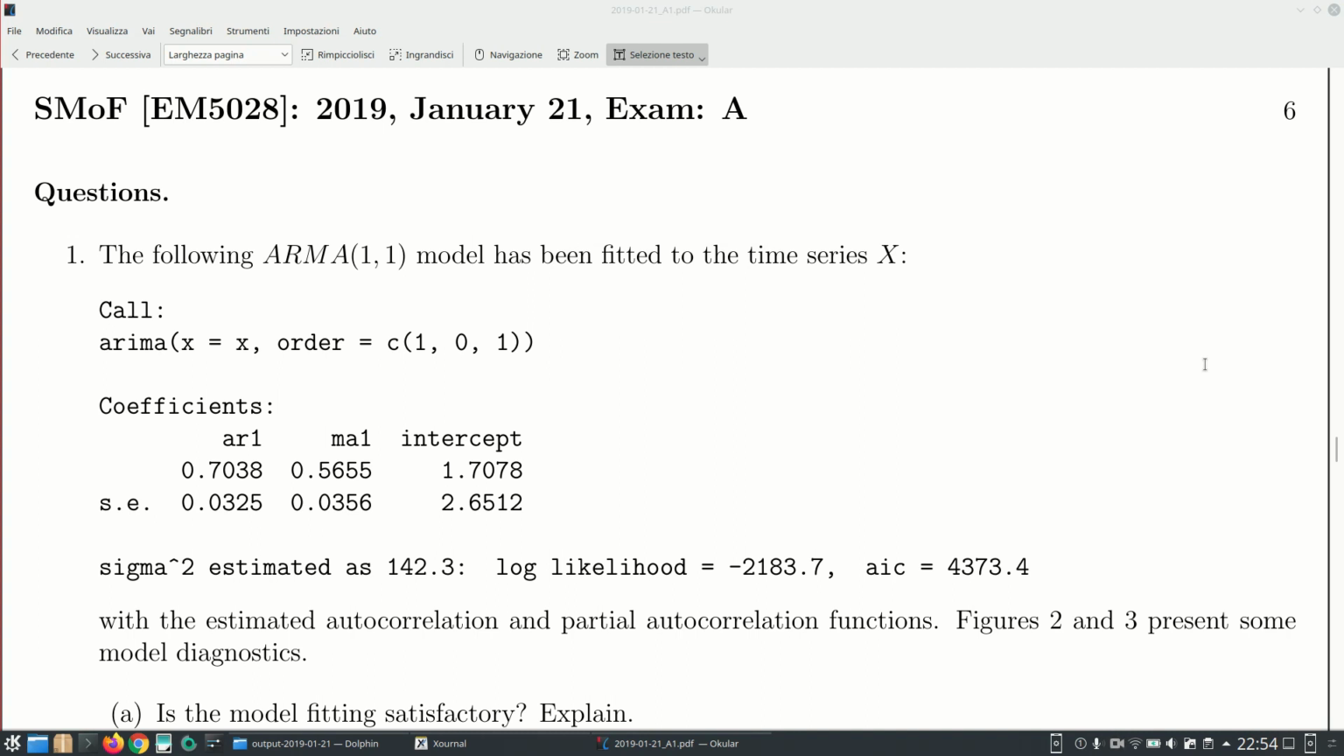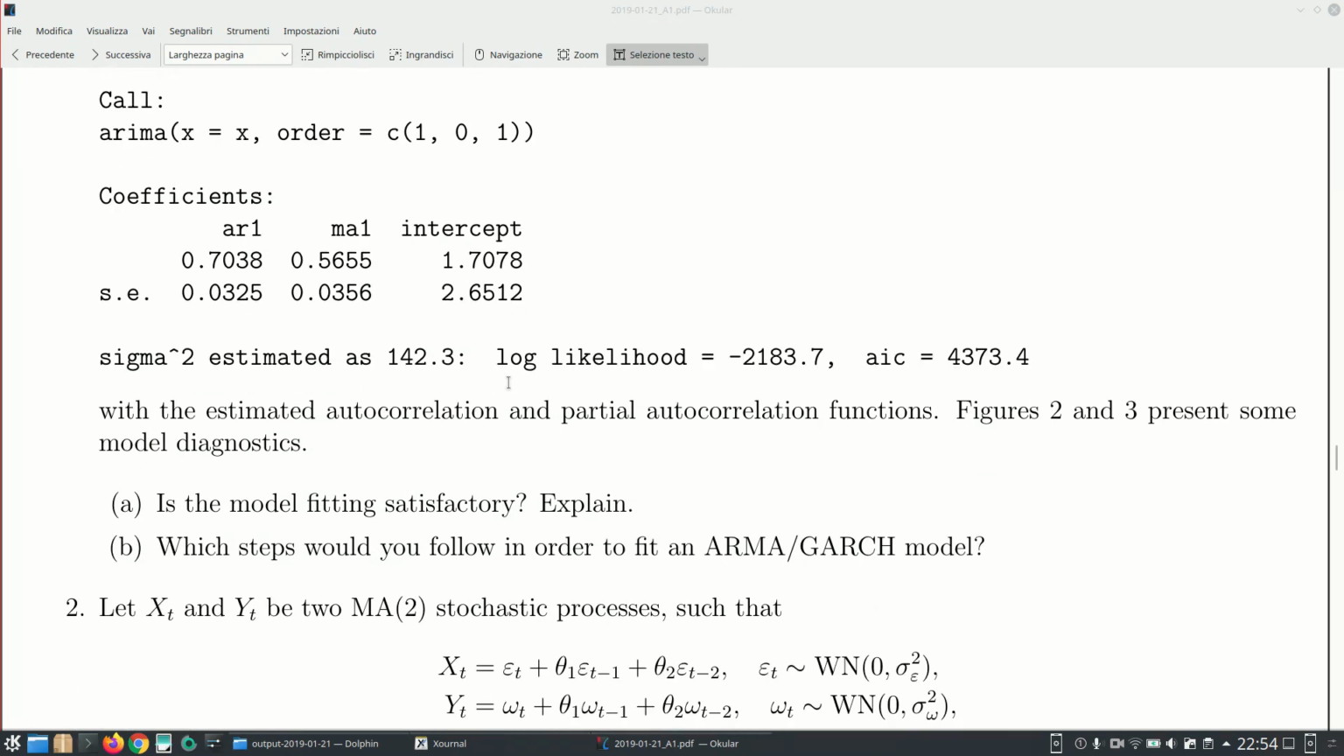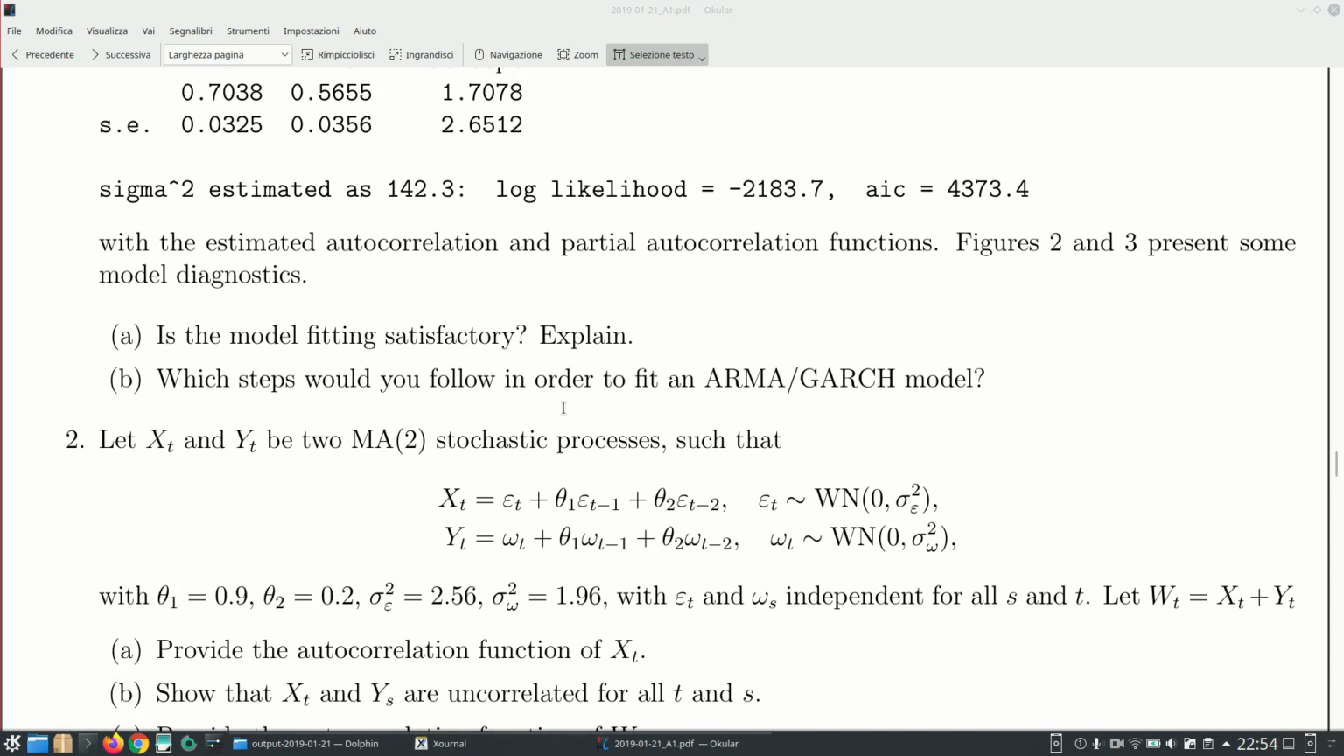The following ARMA(1,1) model has been fitted to the time series X. You have the output of the estimation process produced by R, and in figure 1 you have the estimated autocorrelation and partial autocorrelation functions. In figures 2 and 3 you have some model diagnostics. And the questions are: is the model fitting satisfactory? Explain. Which steps would you follow in order to fit an ARMA-GARCH model?